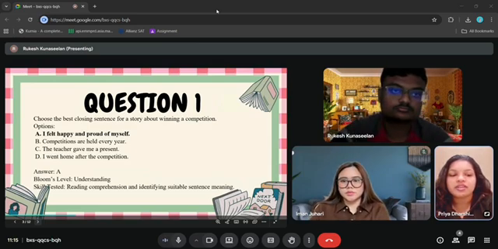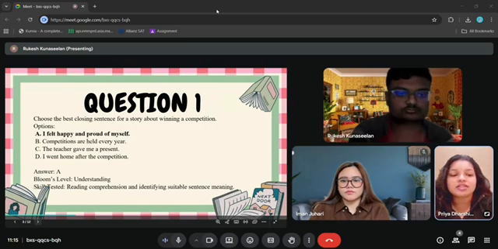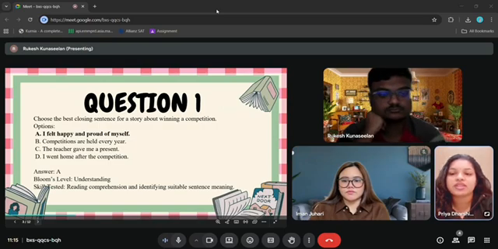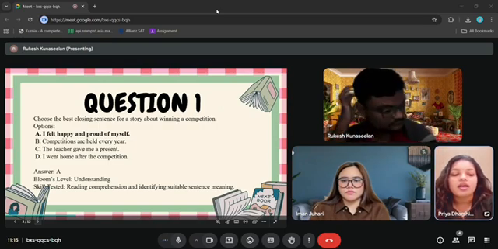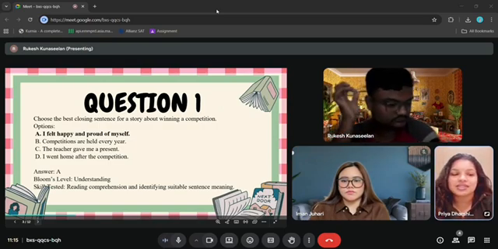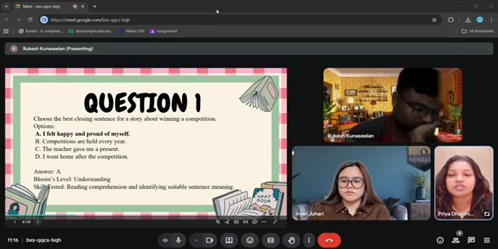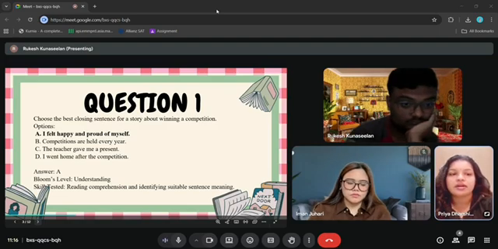Alright, so this question tests students' comprehension and ability to understand meaning in context. It falls under the understanding level in Bloom's taxonomy, since students must think about which sentence fits logically as a conclusion to the story. Next.